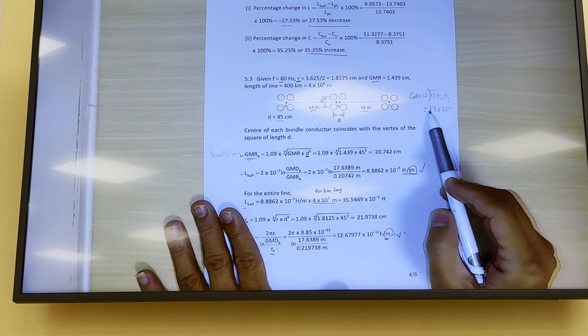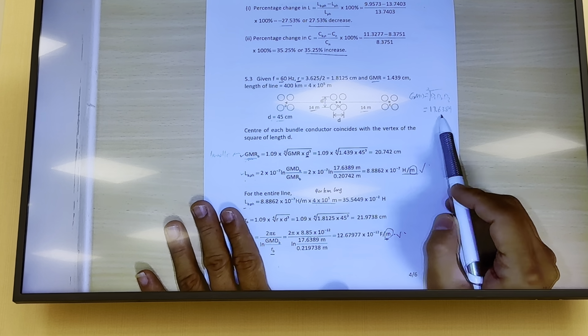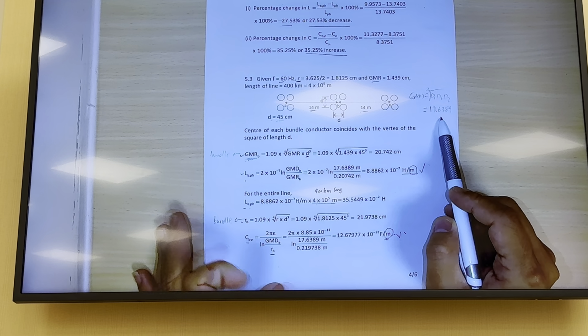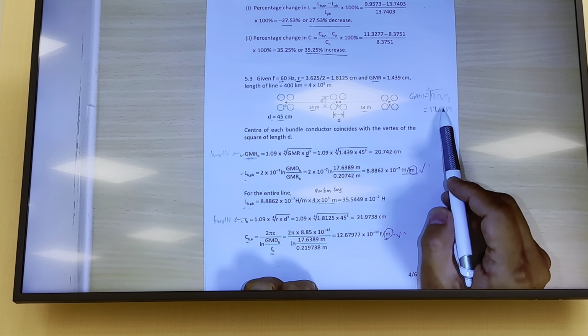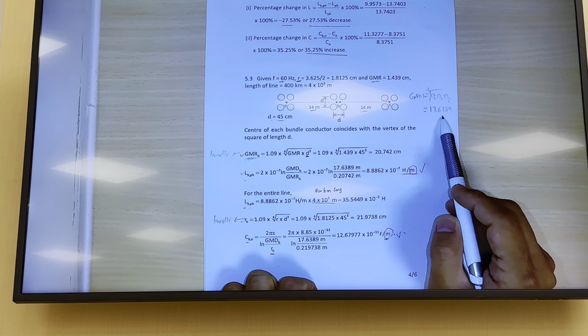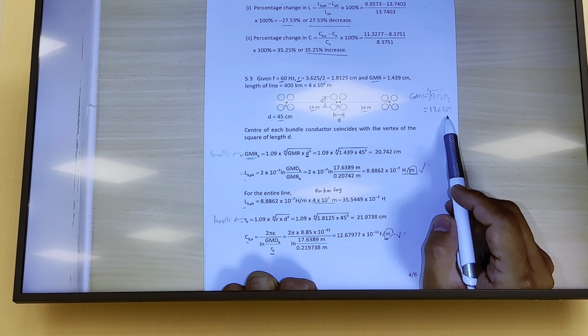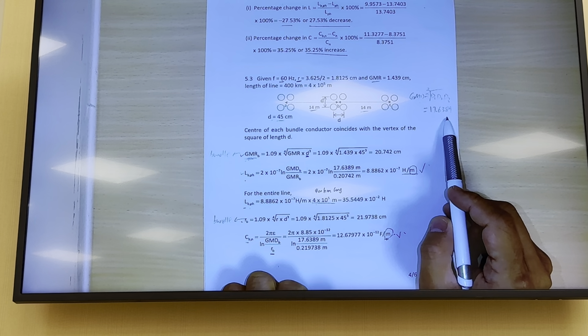Now immediately we can calculate the GMD. GMD equals the third root of 14 times 14 times 28, which is 17.6. So that is the GMD.